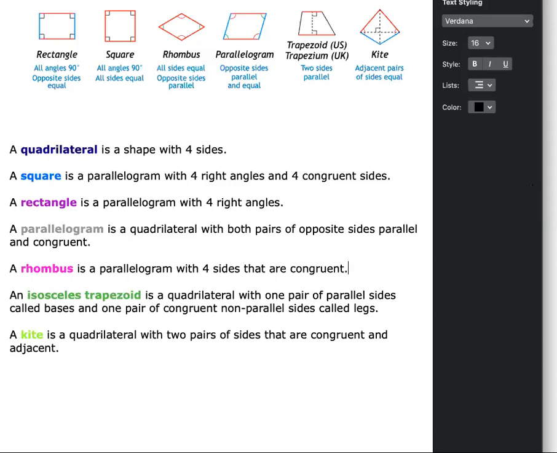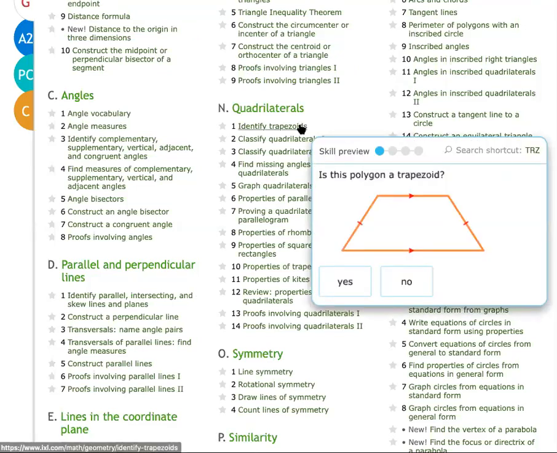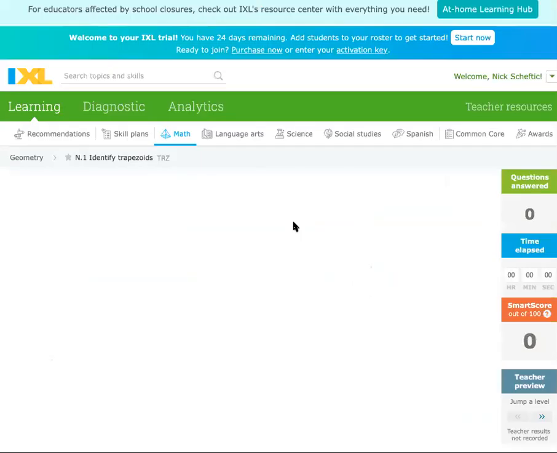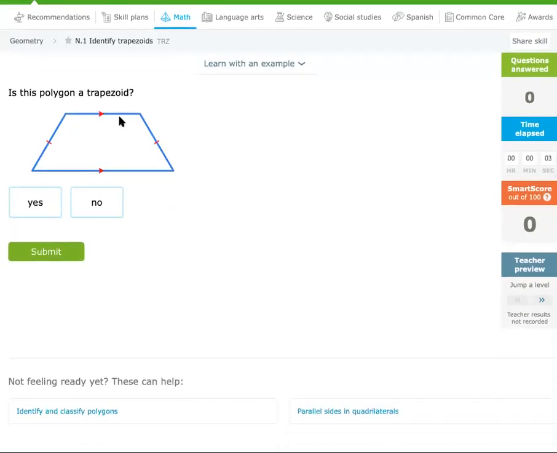All right, so the first section we're going to look at is identifying trapezoids. So this first image, when they have the arrow right here, that's a big indicator that those sides are going to be parallel. And then the markings right here are going to be congruent, so same length. So that's going to be yes.